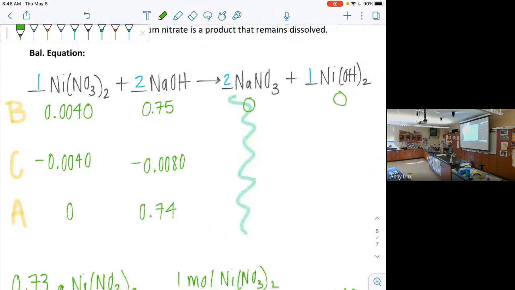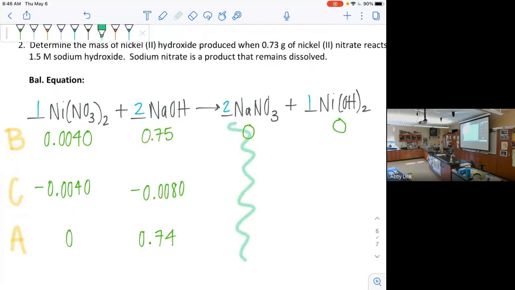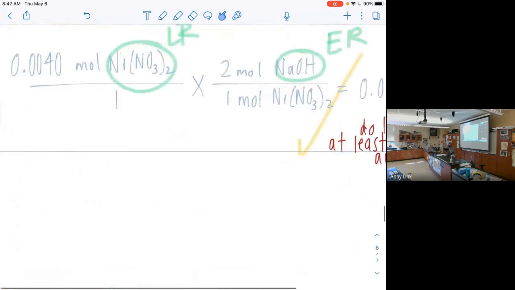All right, so let's go ahead and use our limiting reactant to figure out how much product we're going to produce. Can anybody tell me the change value without calculating it for my NiOH2? John? Oh, never mind. Oh, okay, Ava? Yes. Beautiful. So it's going to be plus 0.0040. Guys, I'll prove that to you. Okay? Here's why.